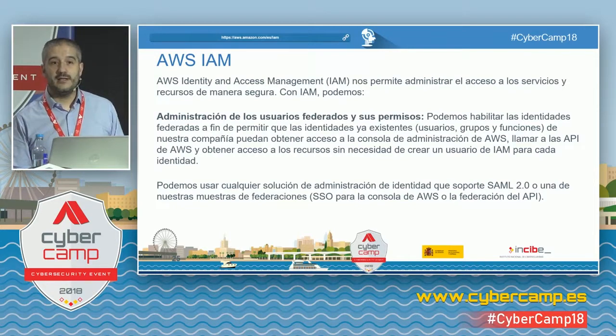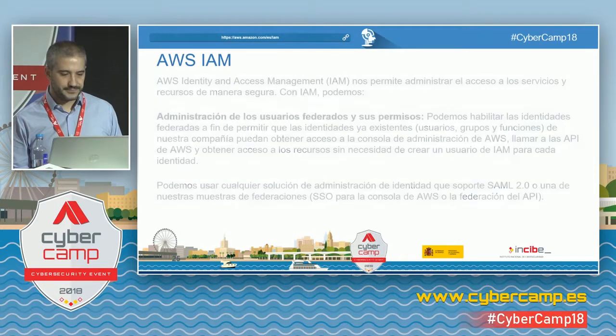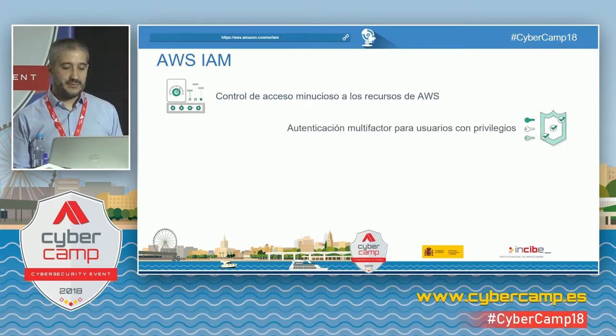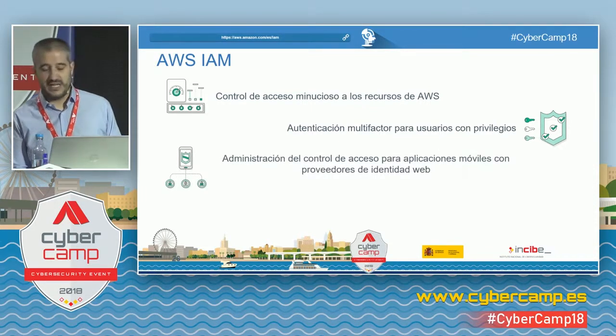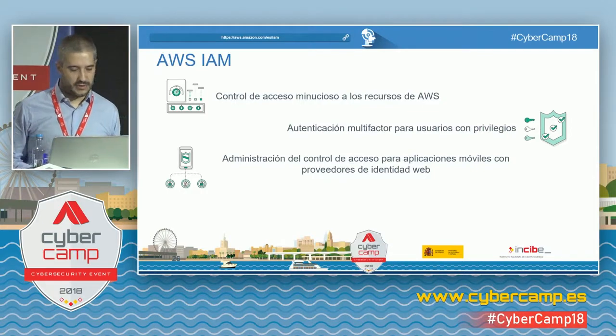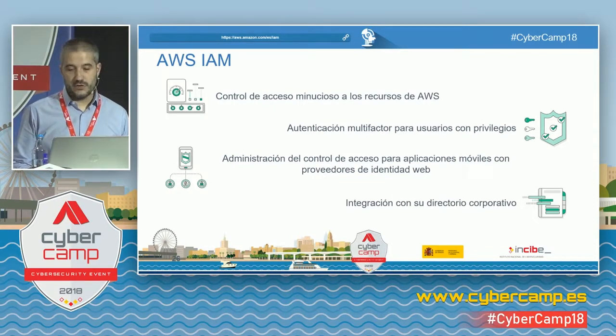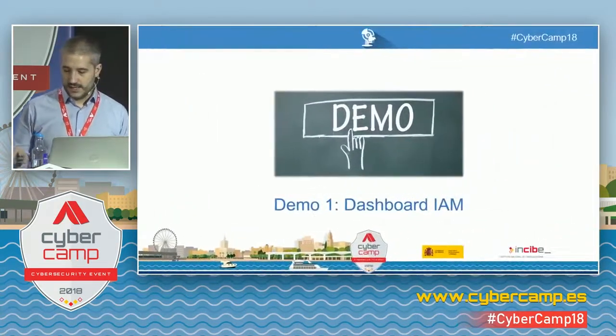And why is that interesting? Because we can then use our corporate credentials to then access Amazon resources. So let me clarify that. I'll say that Amazon allows for control and access that's very, very detailed for different resources with multi-factor permits for different levels of privilege. We can manage access control for mobile applications as well. It also allows to integrate with a corporate Active Directory.